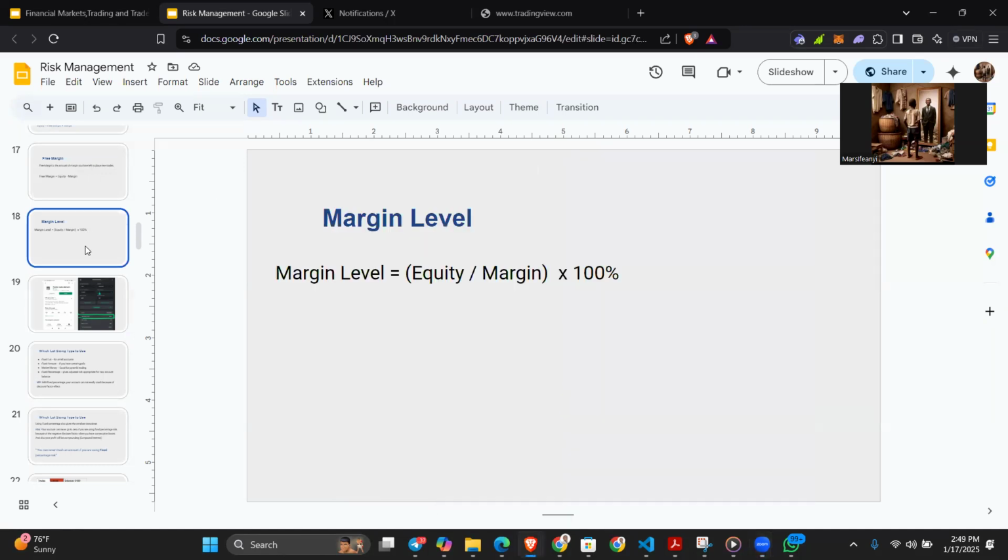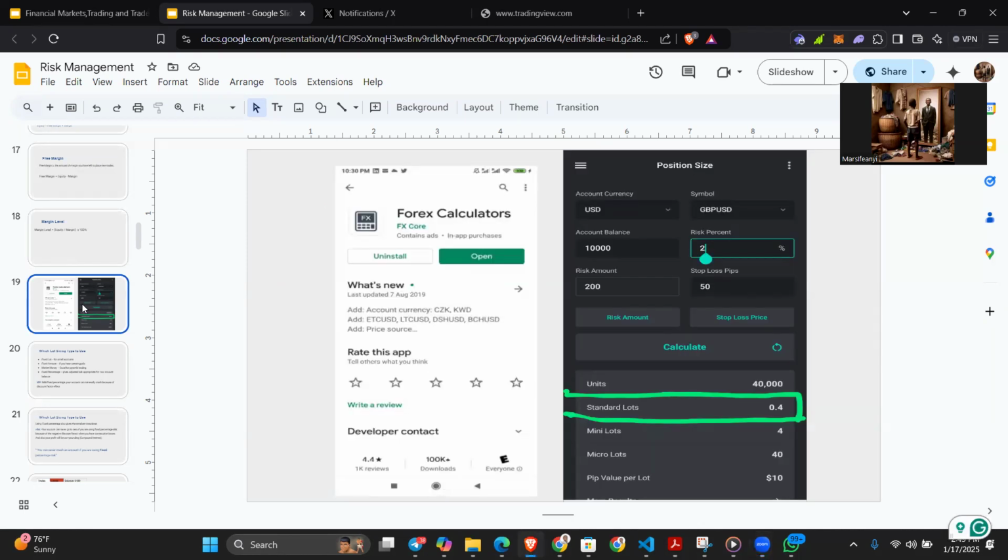So we look at the margin level, which is equity over margin times 100%. I will still show you from MT5 how this works. I just want you to get the understanding of everything before I show you from the MT5.